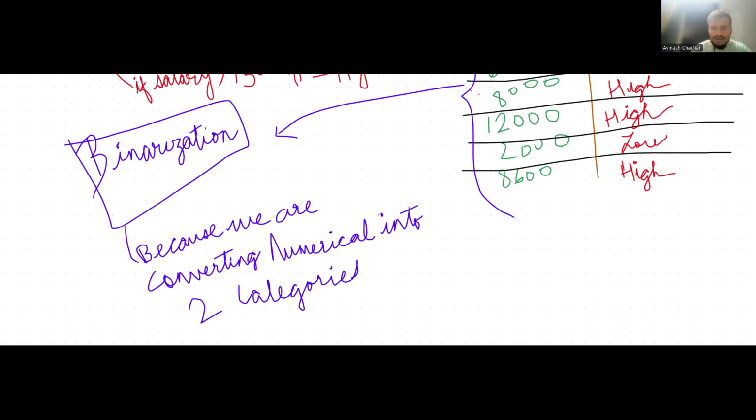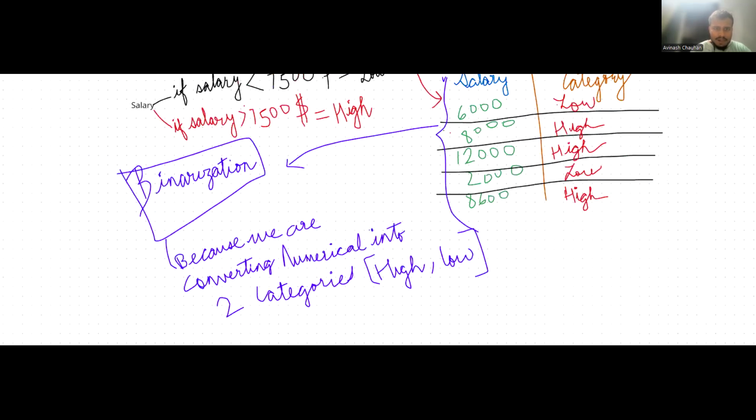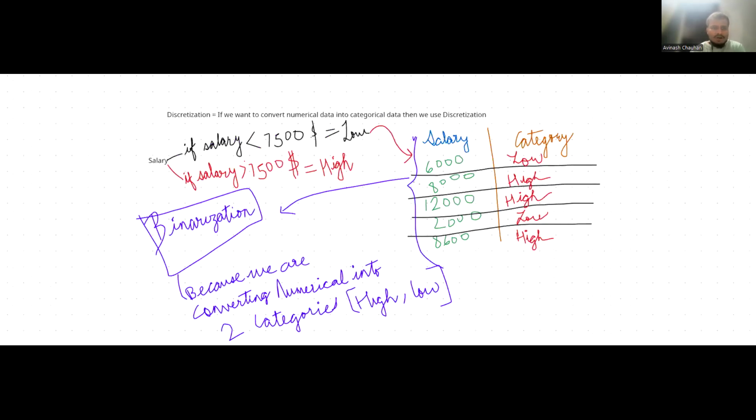We are converting into two categories. And what are those two categories? Obviously, one is high and another one is low. So basically, this is called binarization. In discretization, it is called binarization. So this is the first point with respect to discretization. Take the screenshot of this.